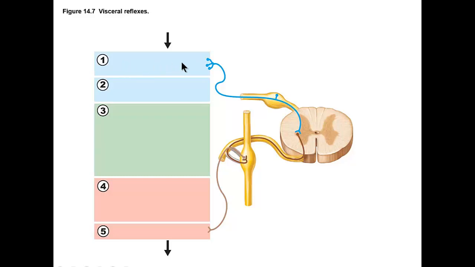So let's say you have a person that's dehydrated and there's less stretch in the blood vessels because they've lost a lot of fluid from their blood vessels. What would we expect heart rate to look like in someone who's dehydrated? It would be higher because this visceral reflex is trying to kick things in and get that blood pressure up by increasing contraction of the heart.